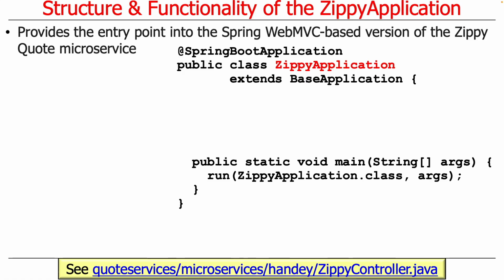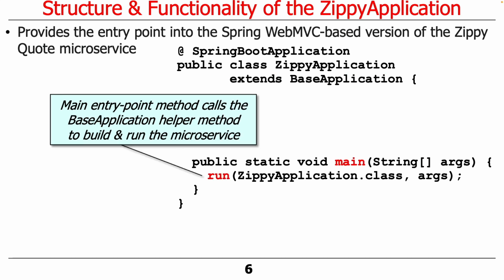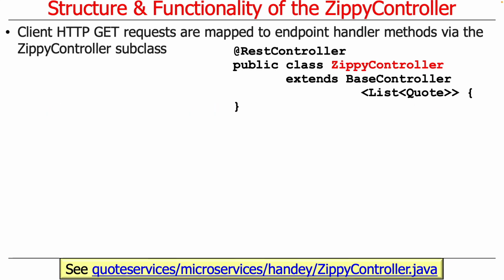So here's the Zippy application. Just a quick recap of this. We've got an application that is going to extend the base application, and it's got a main method, and it has a run hook, which is used to start things up. So that's pretty much the same as before. The ZippyController at this level is the same as before. When we look at the implementation code shortly, we'll see we've tweaked a few things.